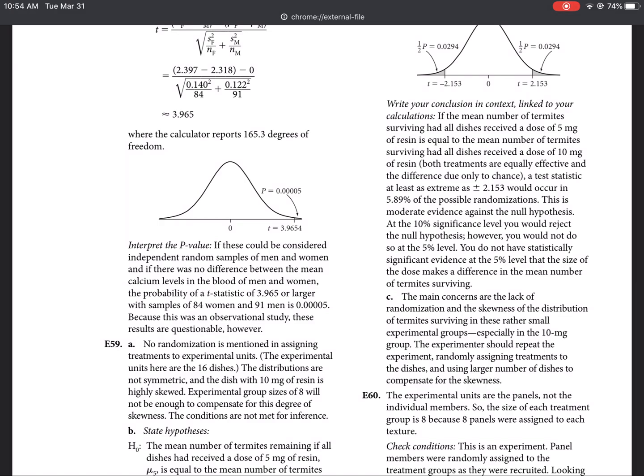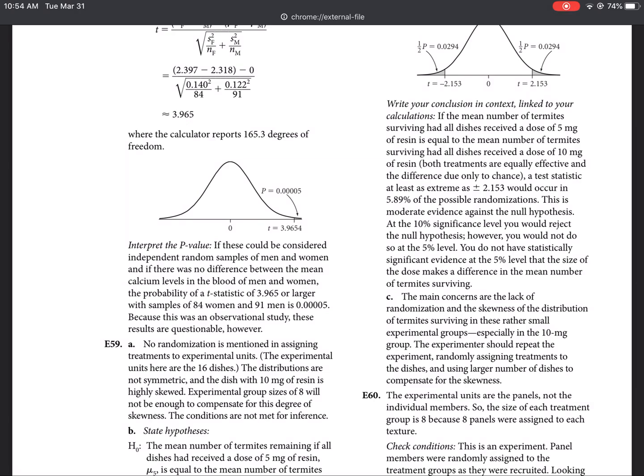You do have statistically significant evidence at the 10% level. Going back to Part C, you can see they're just kind of reaffirming what I said earlier. The main concerns are the lack of randomization and the skewness of the distribution of termites surviving in these rather small experimental groups, especially the 10 milligram group. The experimenter should repeat the experiment, randomly assigning the treatments and using a larger number of dishes.